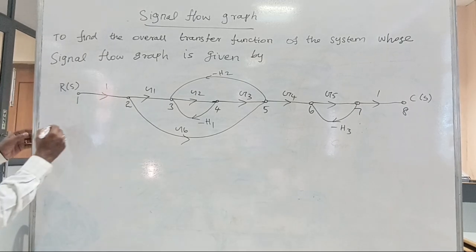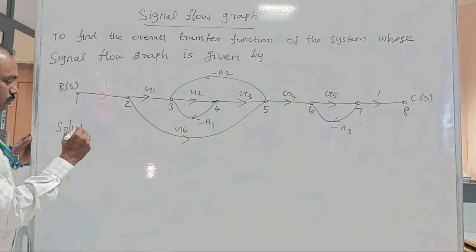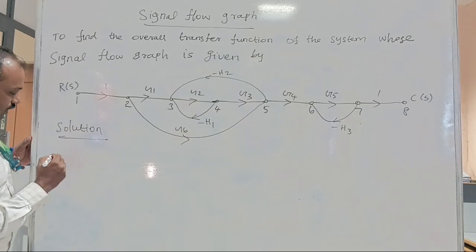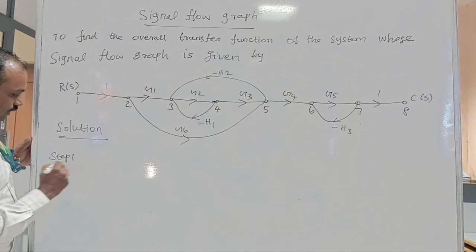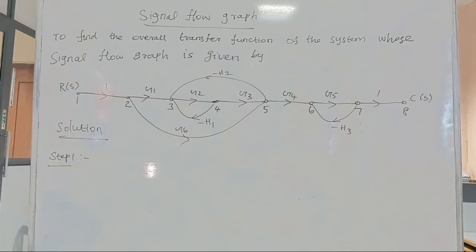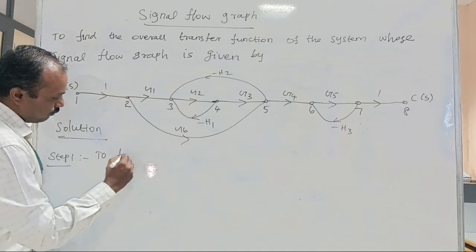Here the solution has 5 steps. Let us see one by one. Step 1 is to find the forward path gain.